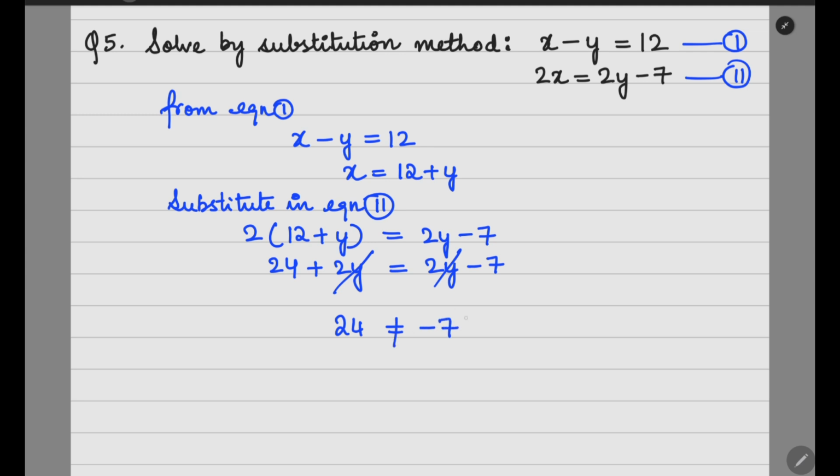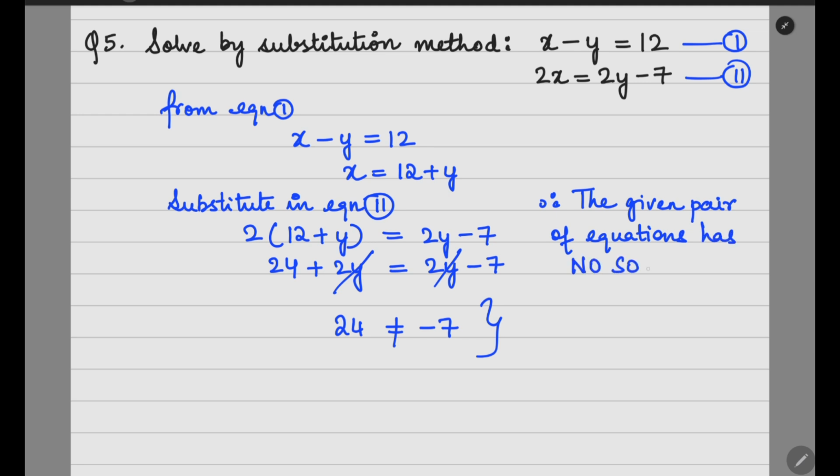These are very rare scenarios wherein the variable is being cancelled. 24 is not equal to minus 7. So here you have to write that you're not able to conclude. Therefore, the given pair of equations has no solution. This is what you'll have to mention.